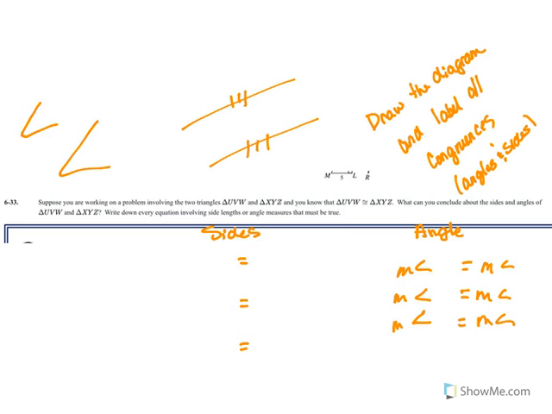If I have angles that are congruent, the first one's just going to look like this, the second set is going to look like this, the third set is going to look like this. You just add another line each time. So make sure that's on your notes.